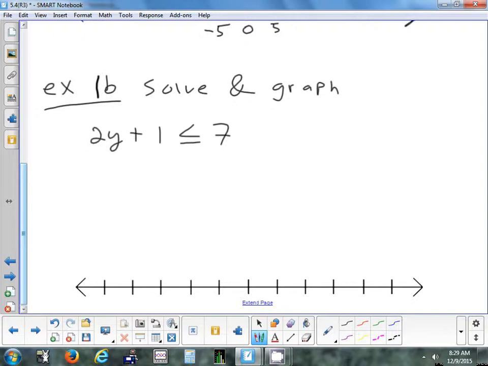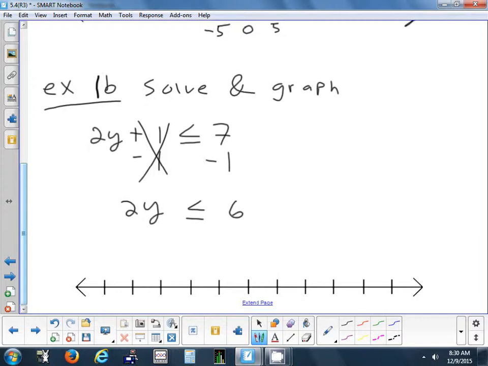Logan? Subtract 1 from 7. Subtract 1 from? Oh, 1 and 7. Yep. So I get 2y. 7 take away 1 gives me 6. Mr. Roy just went over this. Flip the sign here or not? No.